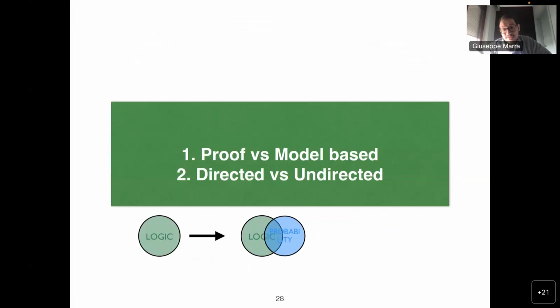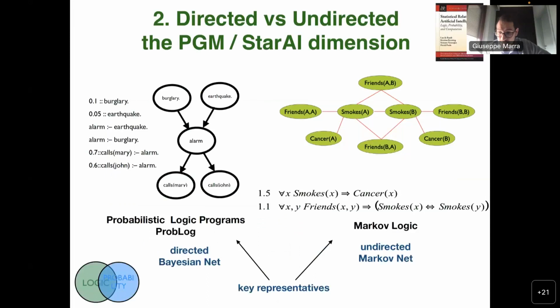And it brings us to the second dimension, which is the dimension of directed versus undirected models. In particular, what I will show you in this second dimension is that this proof versus model-based view on logic is carried over to statistical relational AI, where you have probabilistic logic programs, which cover the proof-theoretic view of logic, versus Markov logic, which covers more the model-based or constraint-based view of logic. So one way of looking at statistical relational AI is how it has enhanced these two views of logic with probabilistic, statistical arguments.